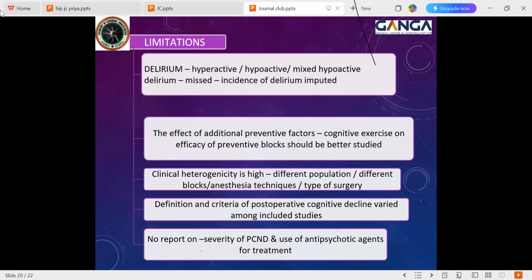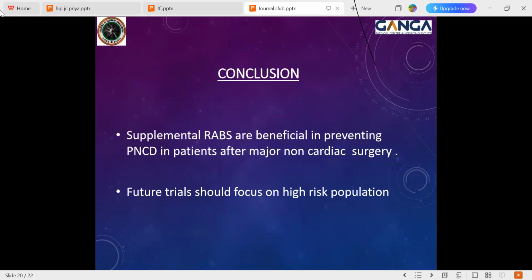The clinical heterogeneity is high. That is, they have compared different populations, different blocks, anesthesia techniques, and types of surgery. Then the definition and criteria of postoperative cognitive decline varied among included studies. And there is no report on severity of postoperative cognitive dysfunction and the use of antipsychotic agents for treatment. So in conclusion, supplemental regional anesthesia blocks are beneficial in preventing postoperative cognitive dysfunction in patients after major non-cardiac surgery, and future trials should focus on the high-risk population. Thank you, sir.